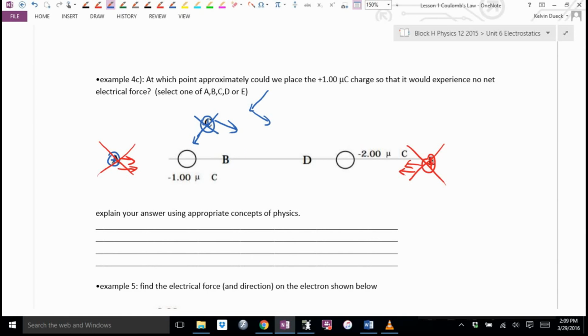Let's see. If I put a positive there, which way will it feel a force because of this left-hand charge? To the left? Which way will it feel a force because of this right-hand charge? But isn't that also going to be true right here? Yes. But what? The second one is stronger. Bigger charge, so it can be further away. Good.